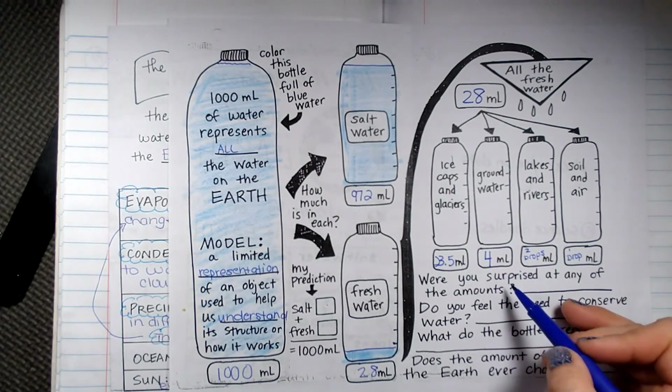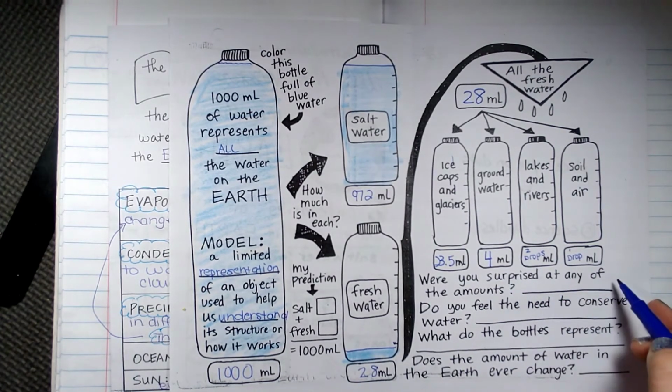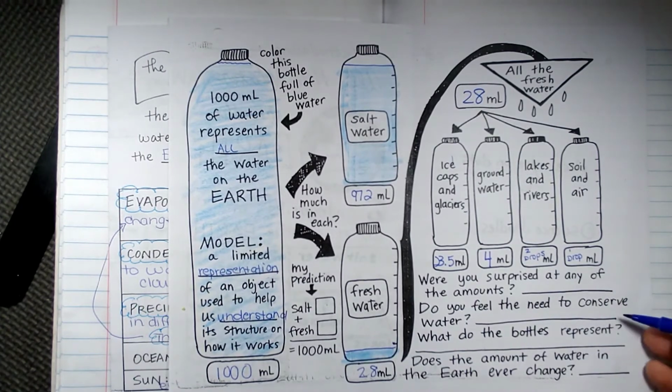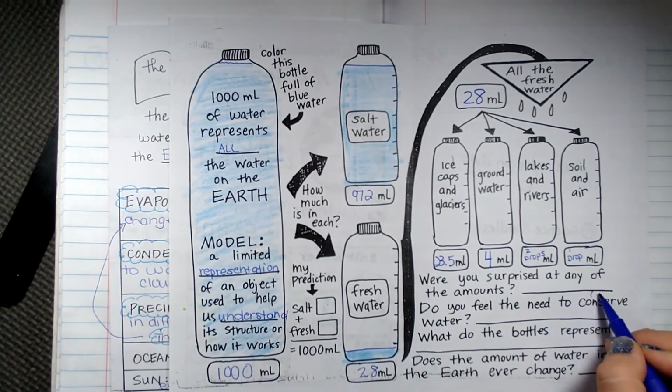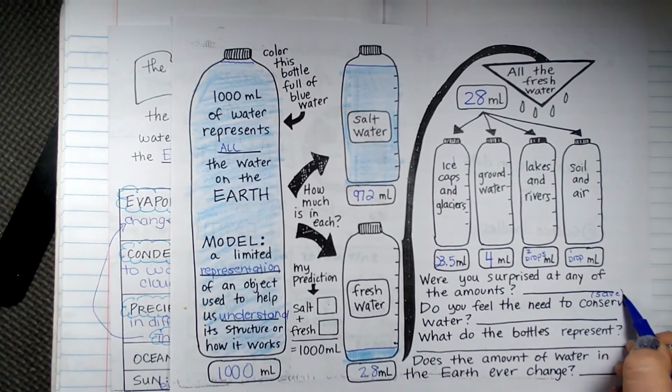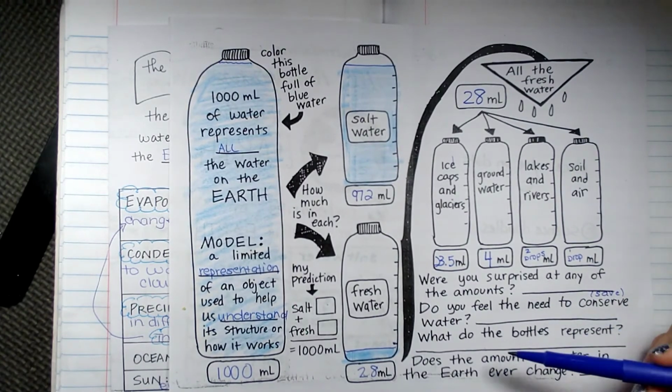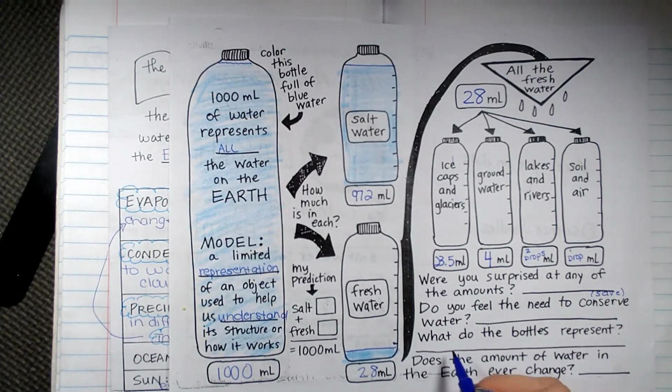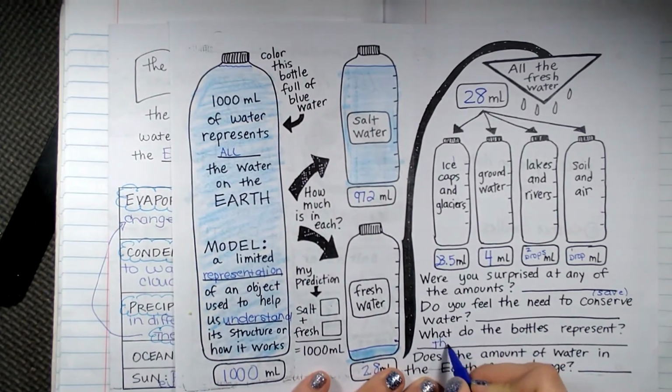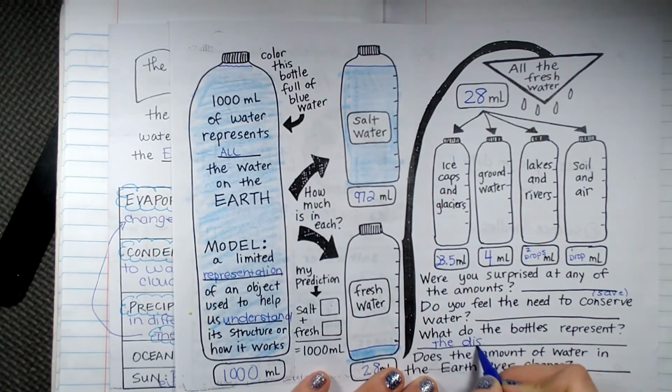So I would like you to answer these questions. Were you surprised at any of these amounts? Do you feel the need to conserve or save water, like not wasting water? What do the bottles represent? The bottles represent the distribution of water on Earth.